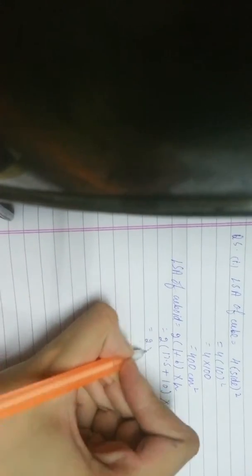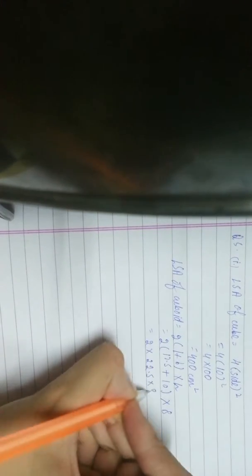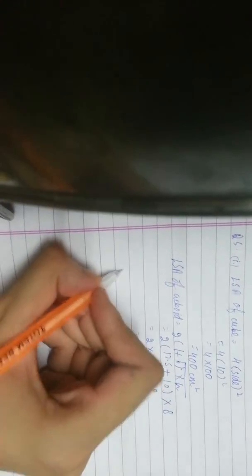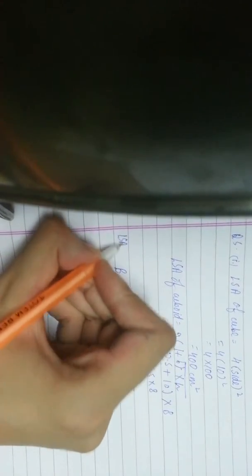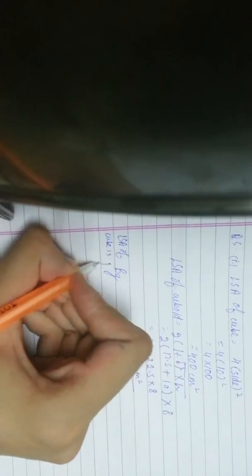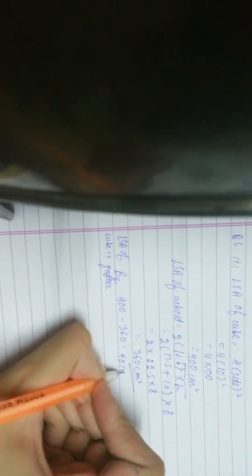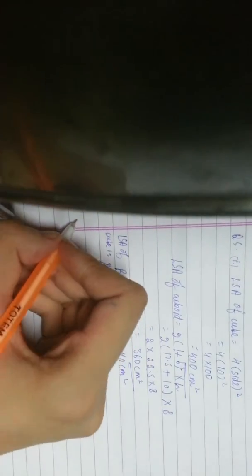Lateral surface area of cuboid is equal to twice into (L plus B) into H. So here we are given that length is 12.5, breadth is 10 and height is 8. So 2 into 22.5 into 8. After solving this, it would be equal to 360 centimeter square. So obviously the lateral surface area of cube is greater by 400 minus 360, that is 40 centimeter square. So that's the solution for the first part.